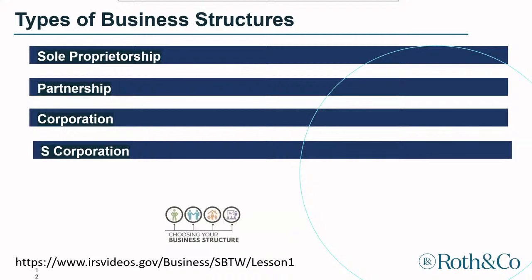The partnership is owned by two or more persons. A partnership is a relationship between two or more persons who come together to carry out a business. Each person contributes money or property or labor or skills, and each one expects to share both in the profit or the losses of the business.